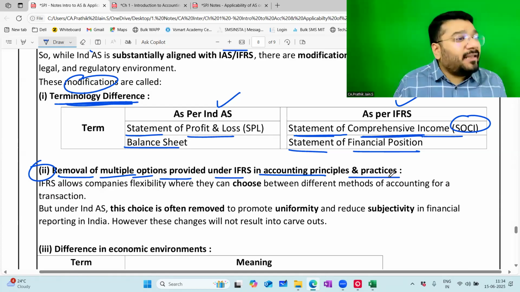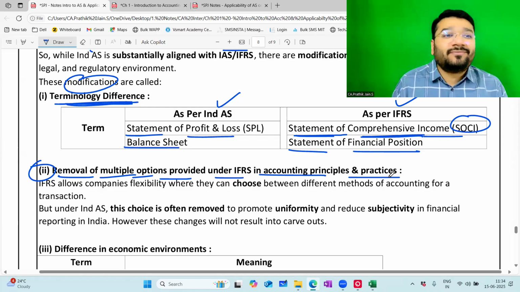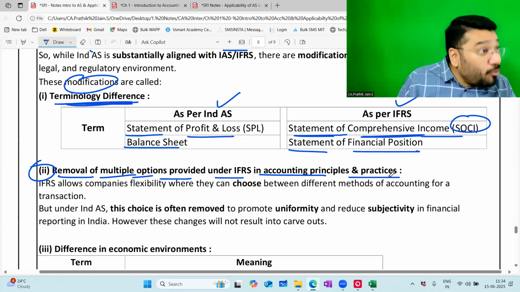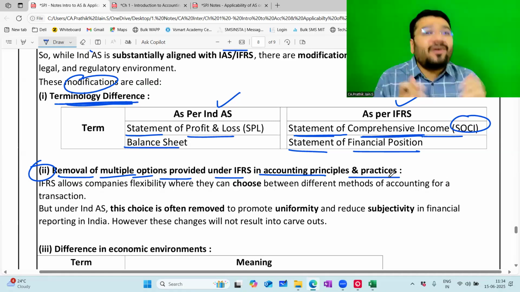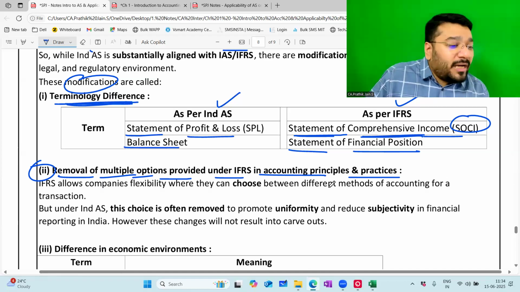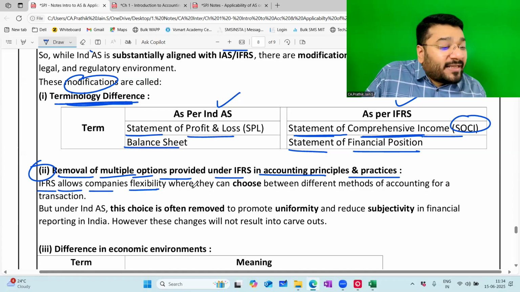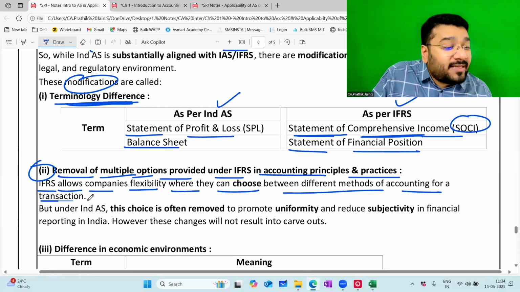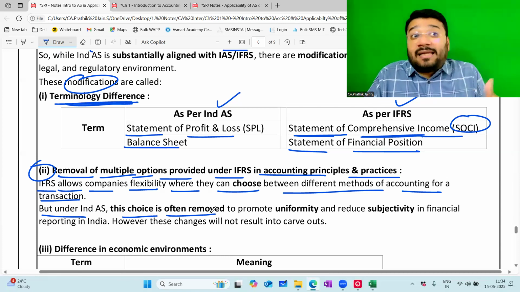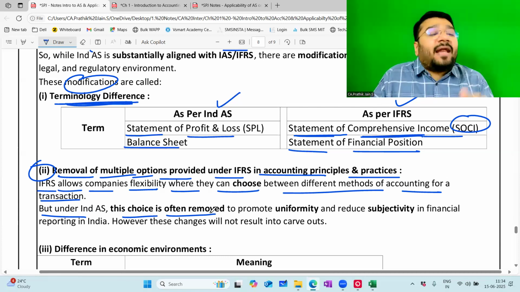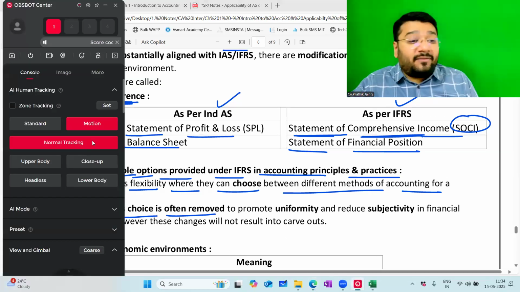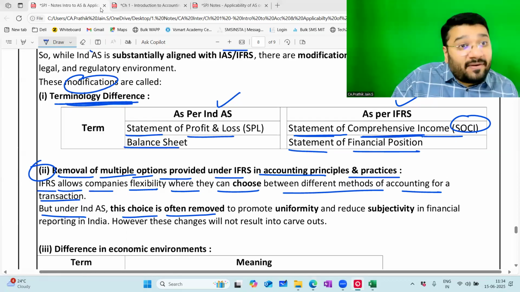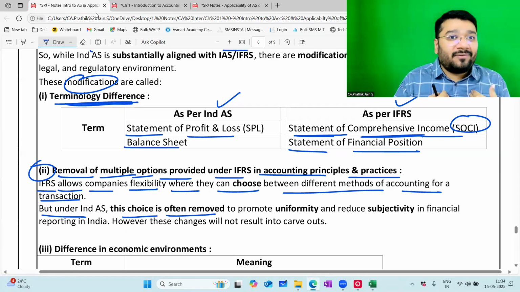In India, we are very clear that multiple options are bad for health. Too many cooks spoil the broth. Too much of anything is good for nothing. Too many options, good for nothing. So what did we do? We tried to restrict the options. IFRS allowed companies flexibility where they can choose between different methods of accounting for a transaction. But under Ind AS, this choice was removed wherever we felt it can lead to a problem later. We sensed that and we tried to remove it. Where we felt that our enterprises and companies can take advantage of that, they will take advantage of that. They'll try to deceive us. We sense that opportunity because we Indian people, now we know.